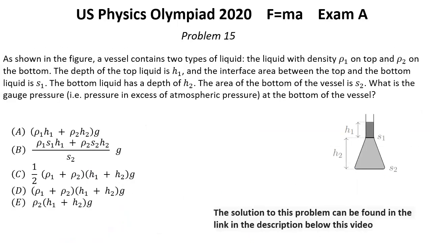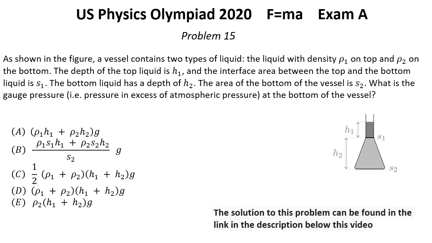Problem number 15. As shown in the figure, a vessel contains 2 types of liquid. The liquid with density ρ1 is on the top and ρ2 on the bottom. The depth of the top liquid is h1, and the interface area between the top and the bottom liquid is S1. The bottom liquid has a depth of h2. The area of the bottom of the vessel is S2.